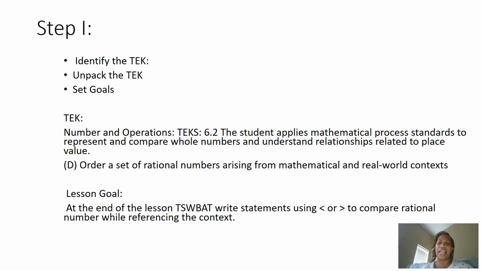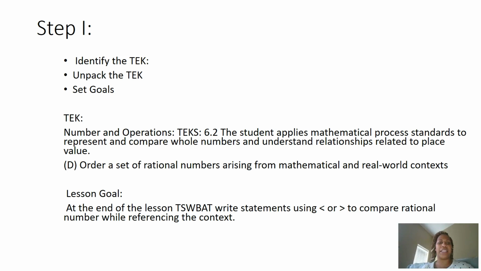The student applies mathematical process standards to represent and compare whole numbers and understand relationships related to place value. Also order a set of rational numbers arising from mathematical and real world context. So then, in order to set the goal, we need to just unpack the TEKS. What is the TEKS saying the student should be able to do? And that's how I'm going to set my goal.